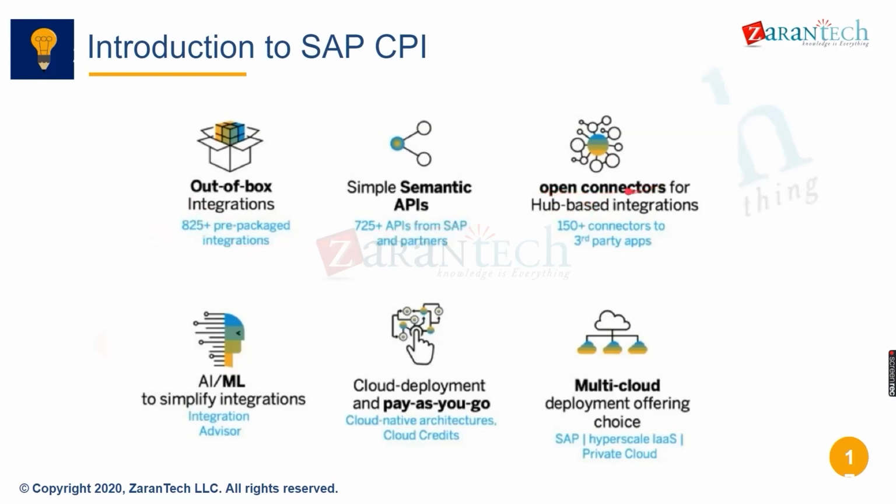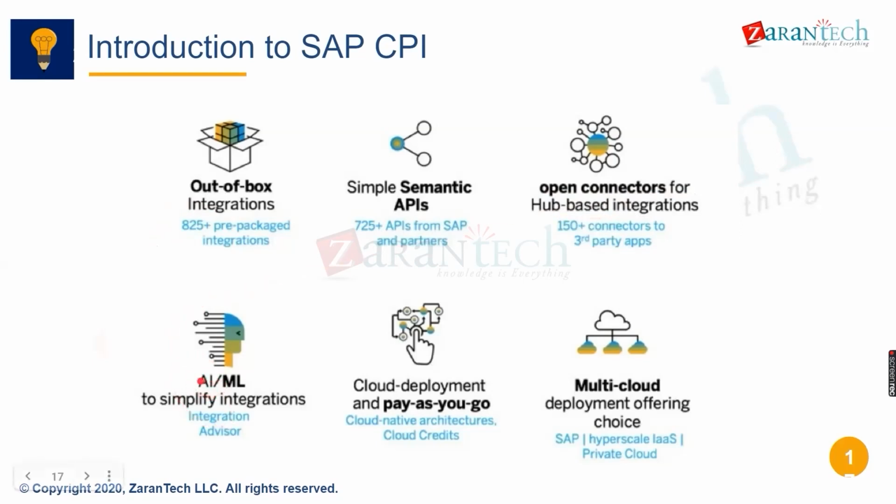Now open connectors. As I told you, we have 150 plus connectors. Examples like Facebook and Twitter come under the open connectors. If you want to utilize them, you can use the service by clicking on the copy option. We'll go through that and you can understand how it works.